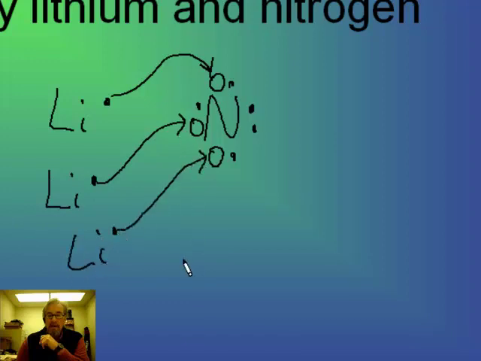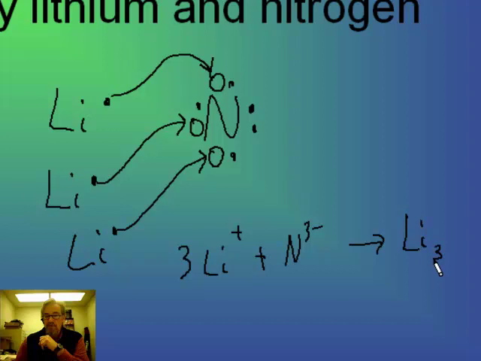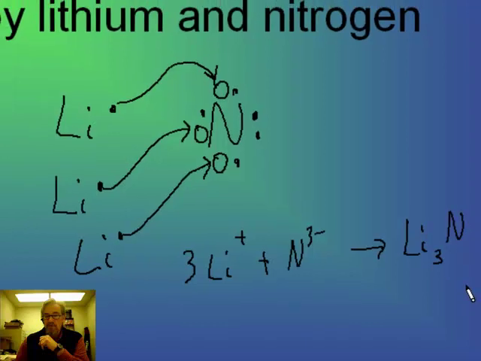Now I have 3 lithium ions that are each 1+ because they lost an electron each, and I've got 1 nitrogen, which is a 3- ion. Since 3 lithiums are needed for every nitrogen, I'm going to end up with this formula, Li3N1, or just Li3N.